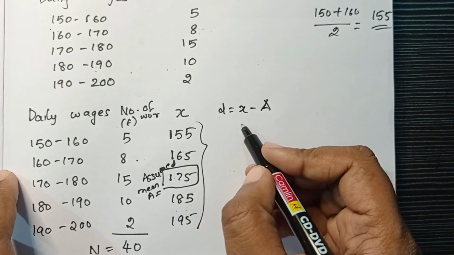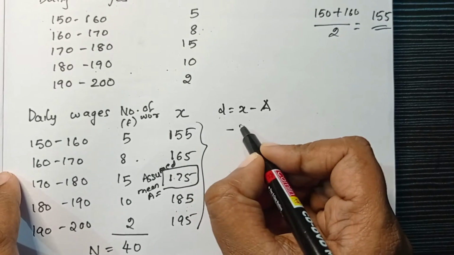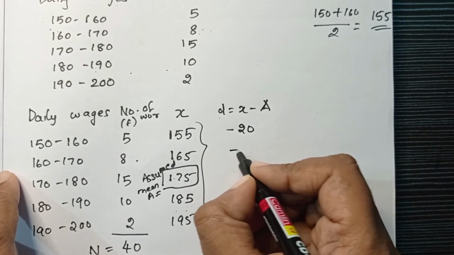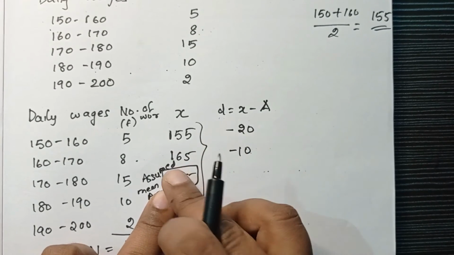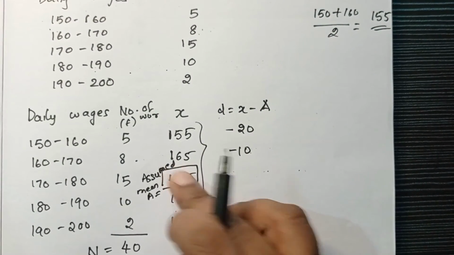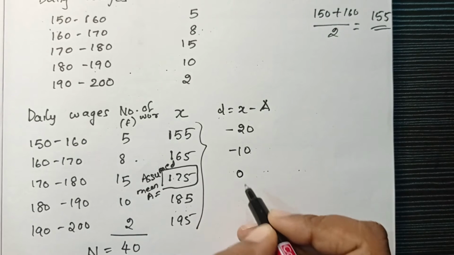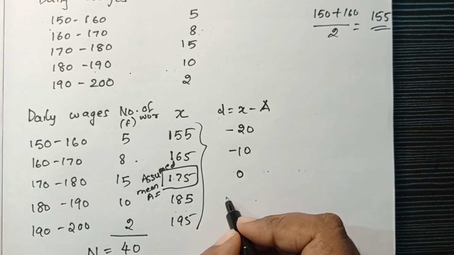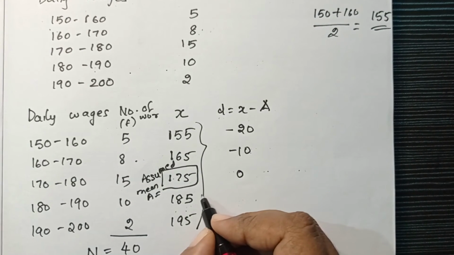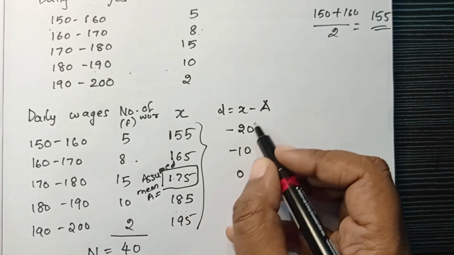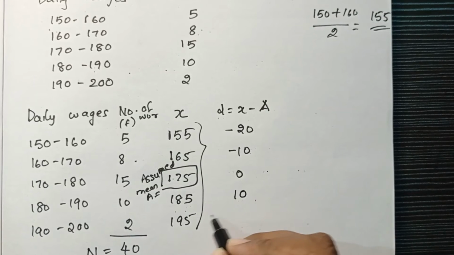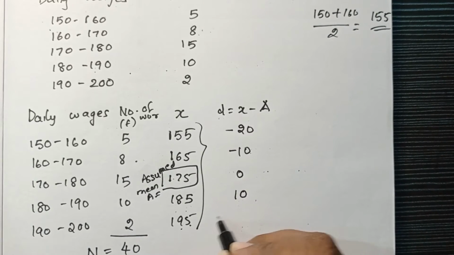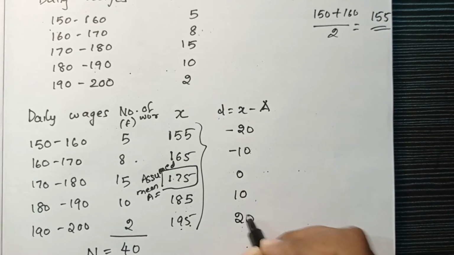Okay, so we will be getting negative values, don't worry about it. That is 155 minus 175, minus 20. 165 minus 175, minus 10. 175 minus 175 is 0. 185 minus 175, 10. We are subtracting each value with 175. And 195 minus 175, that is 20.